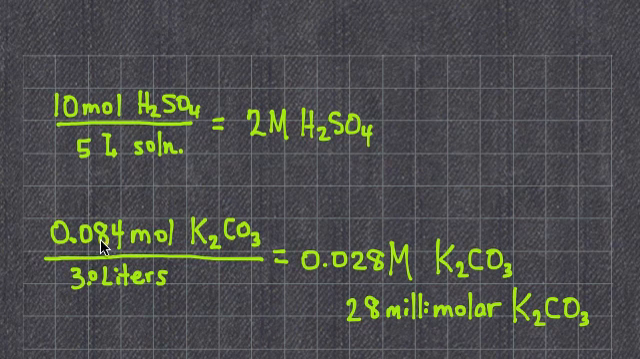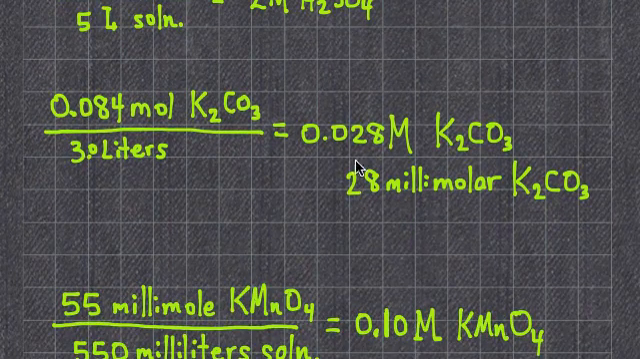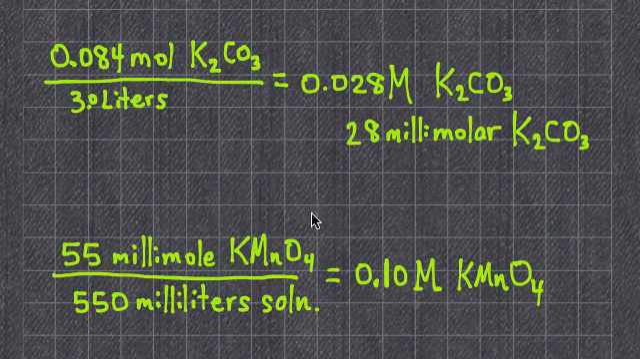What if I had 0.084 moles of potassium carbonate in 3 liters of water? That would be division. I need a calculator for that. But anyways, it's 0.028 molar. Or sometimes we'll even describe the numbers in millimolar. A milliliter is a thousandth of a liter, so a millimolar is a thousandth of a molarity. And so sometimes we'll see it like this. 28 is easier than writing 0.028 because we're lazy sometimes.